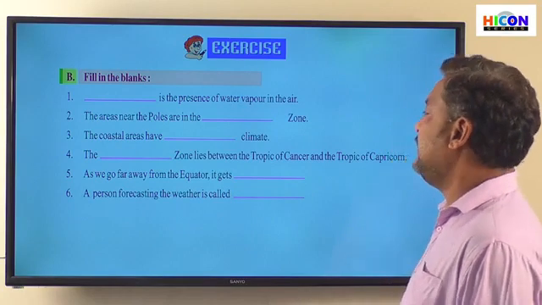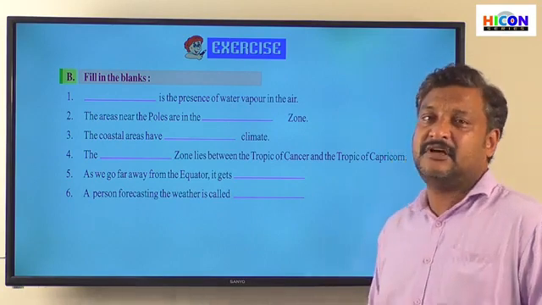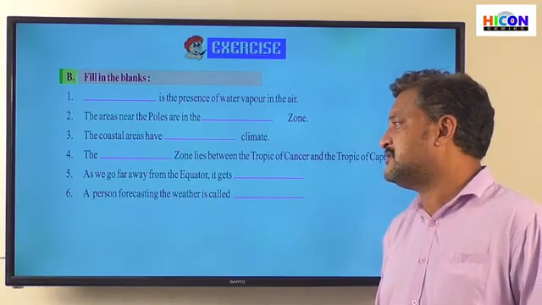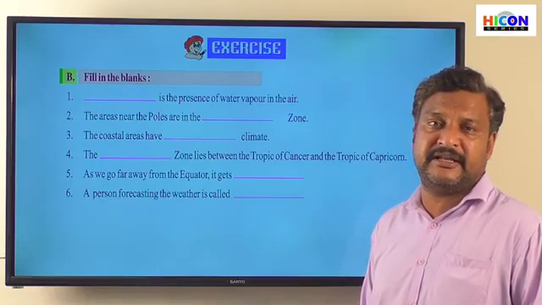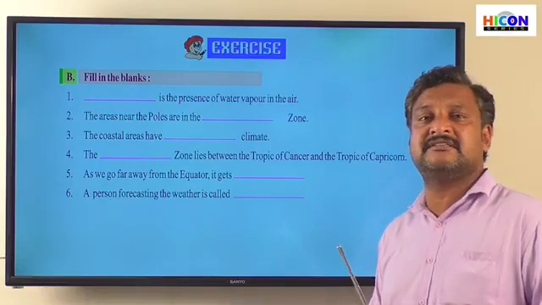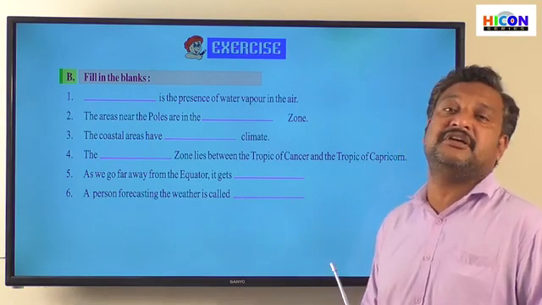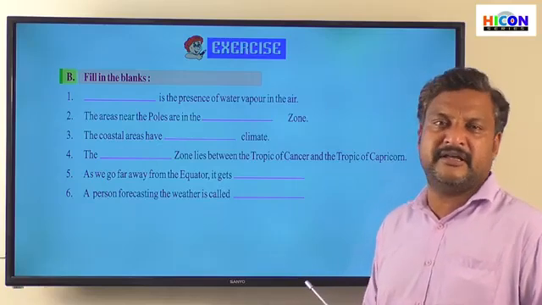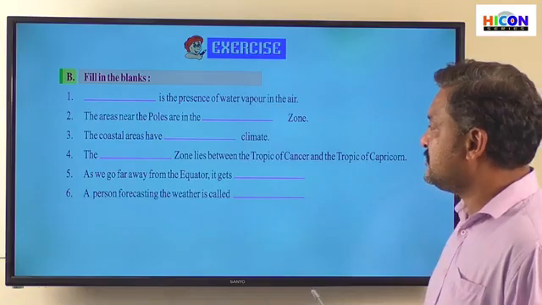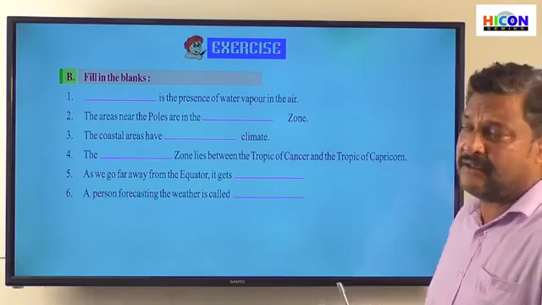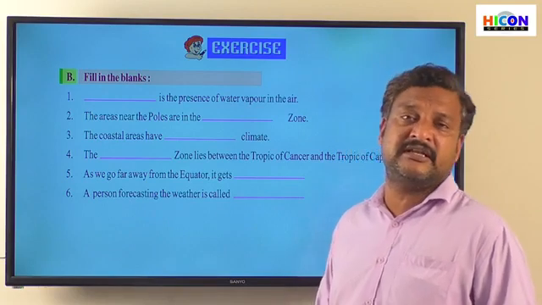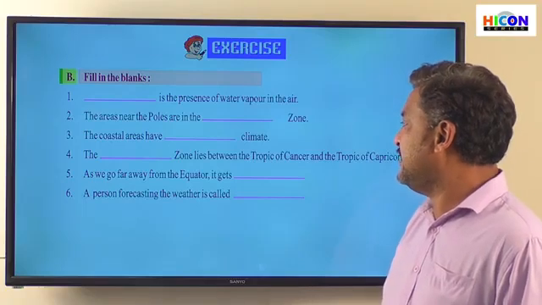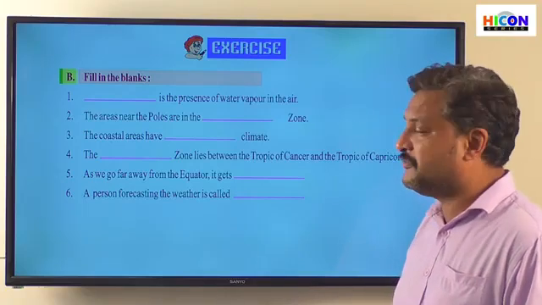Now, the coastal areas have a dash climate. Again, we have this with the example of Delhi and Mumbai. So Mumbai is on a coastal region, and Mumbai experiences moderate climates, whereas Delhi, an interior city, experiences extreme climates, extreme hot and extreme cold. So the coastal areas have a moderate climate. So what kind of a climate is found in the coastal areas? Moderate climate.